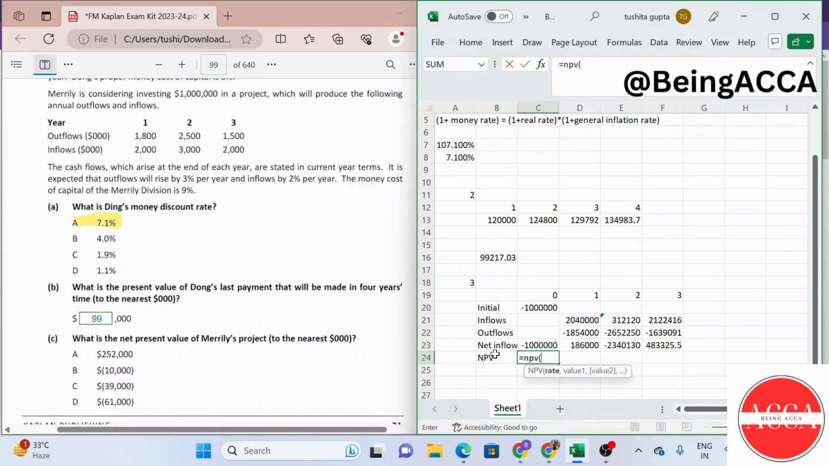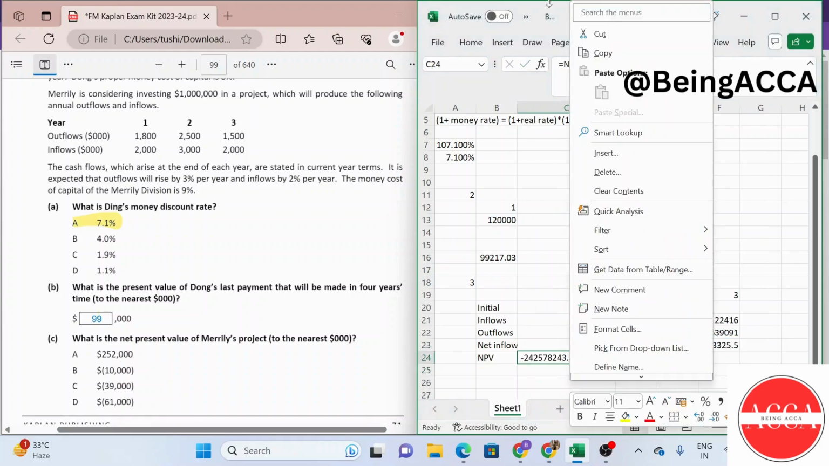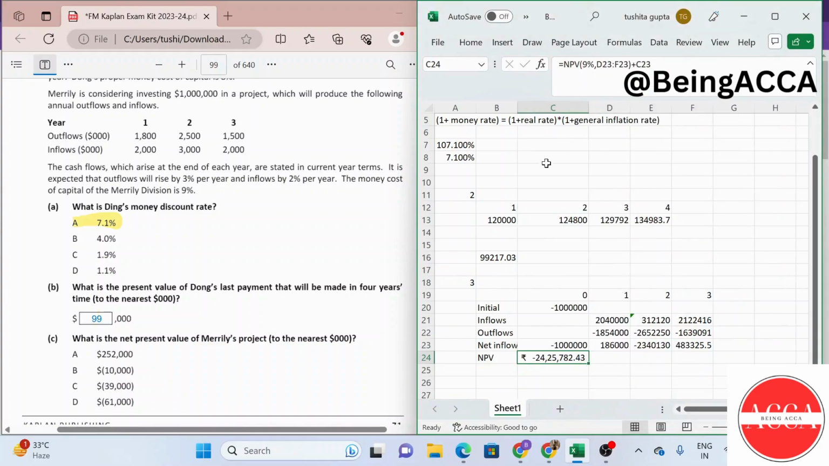The rate that we're supposed to be using is the money cost of capital, which is 9% for this particular division. So 9% is the rate that I'm going to feed in Excel. These are my net inflows, and then I'm just going to add the initial outflow. This will have to be formatted in currency, and with this we have our answer as negative.